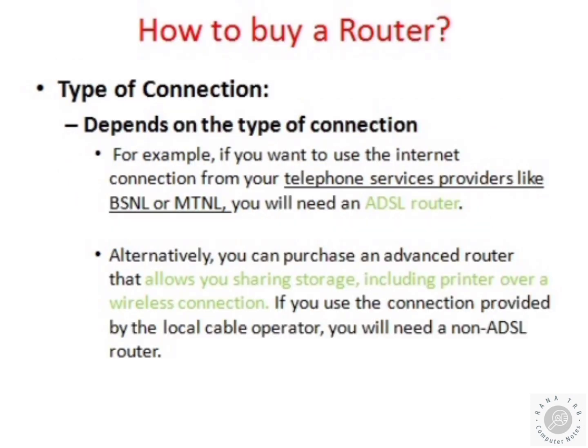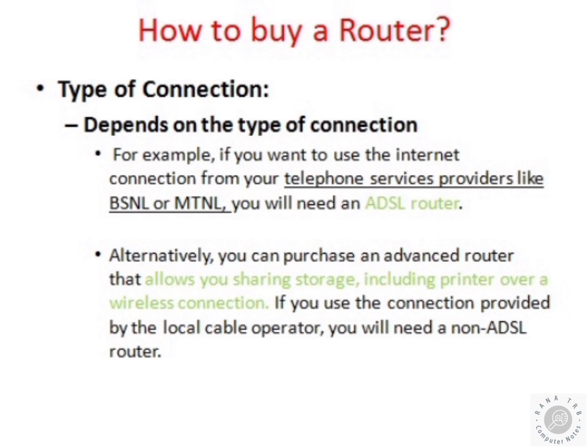We can choose the router based upon our necessities. For example, if we want to use telephone internet connections, that is through the telephone, we can use an ADSL router, that is an Asymmetric Digital Subscriber Line. Why I am saying this: this ADSL router will provide fast data rate transmission at high bandwidth on existing copper wires. Got it?